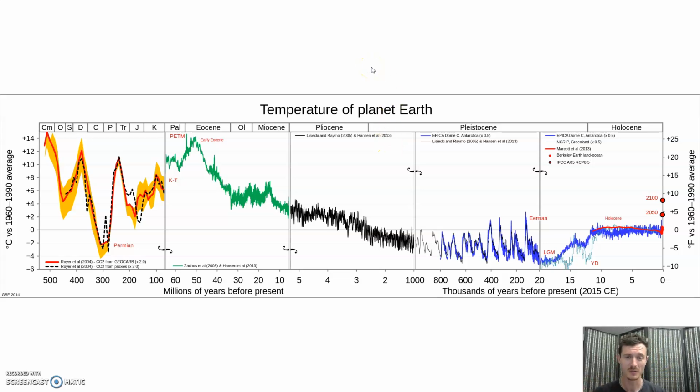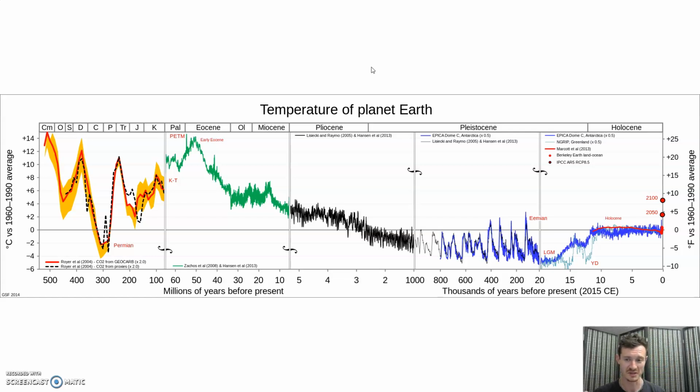Because what is happening right now with human beings is unprecedented, totally unprecedented. The only other things which could remotely be compared would be those big mass extinction events, right? And even then, the rate at which human beings are changing carbon dioxide concentrations, the rate at which human beings are changing temperature, is not matched by anything else other than those asteroid impacts.